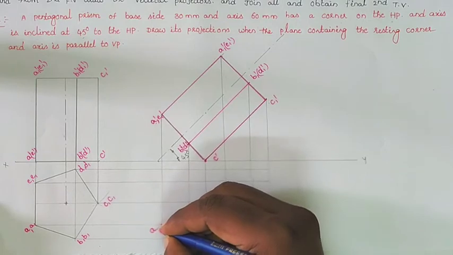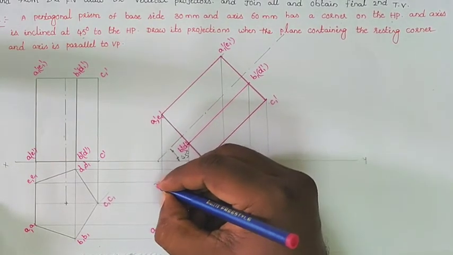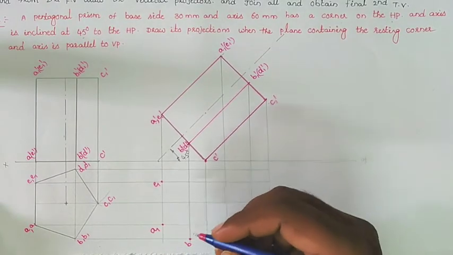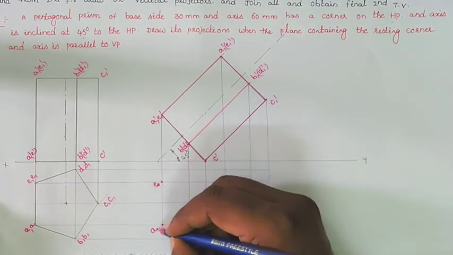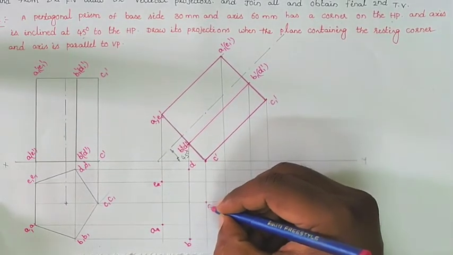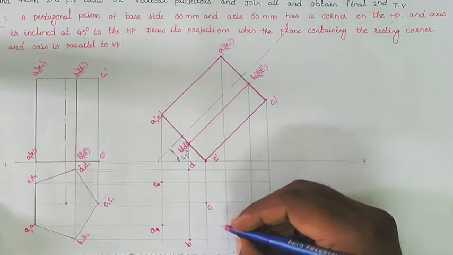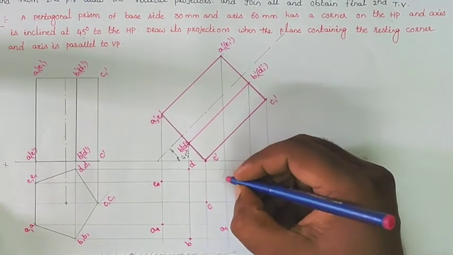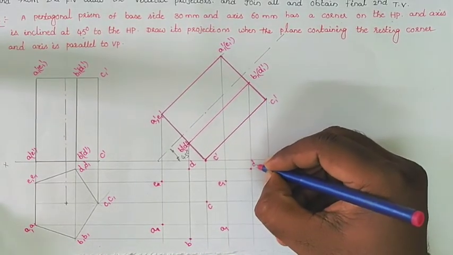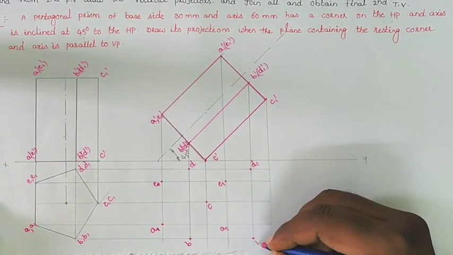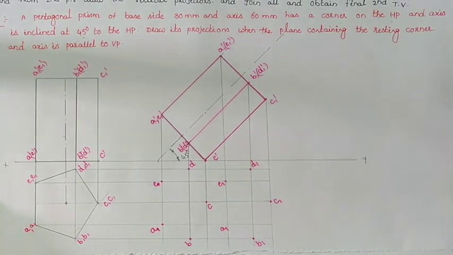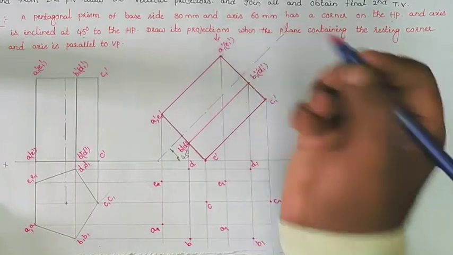So here we'll get the A1 point and here we'll get the E1 point. Next B dash, so here we'll get the B point. Next here we'll get the D point. Next here we'll get the C point. Similarly A1, B1: here we'll get the A1 point and here we'll get the E1 point. Again here we'll get the D1 point, the B1 point, and the C1 point. So this is the direction of the second top view.